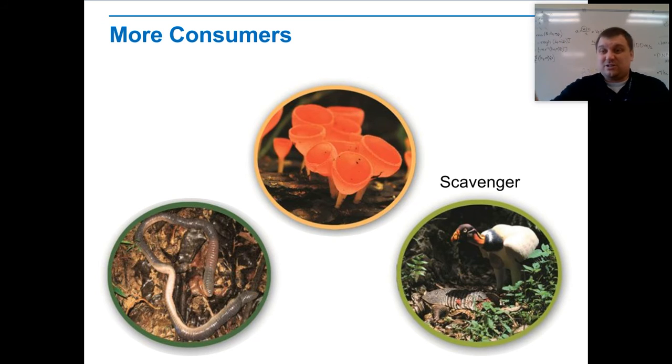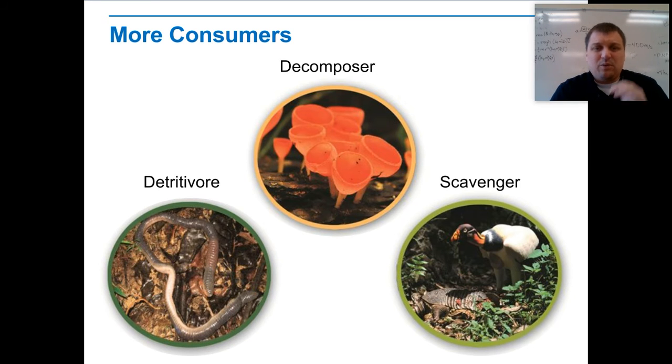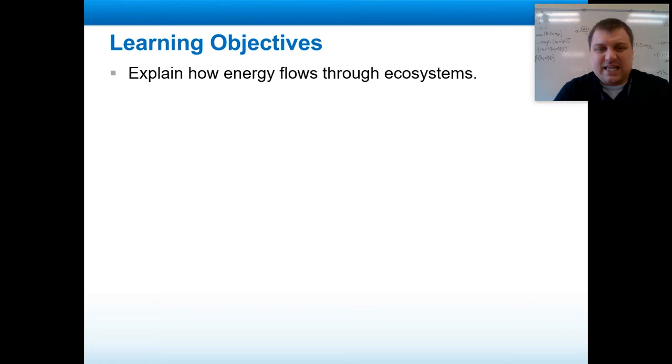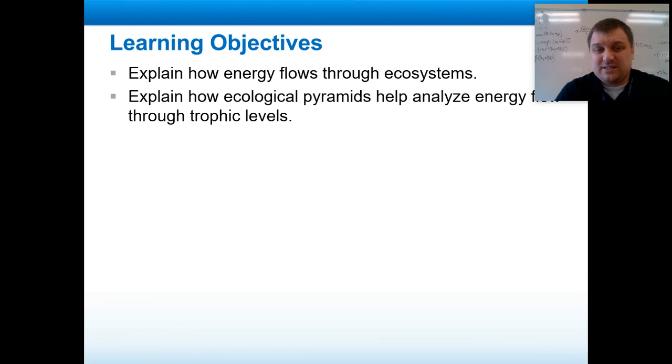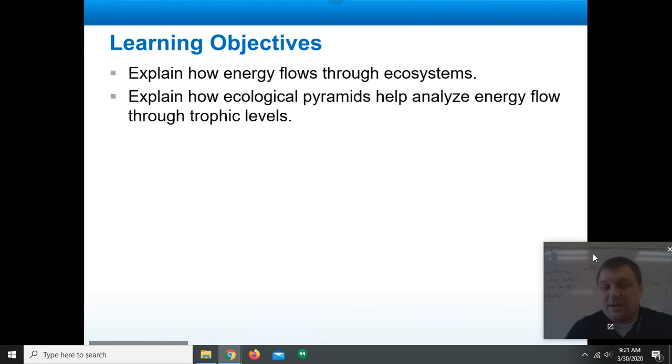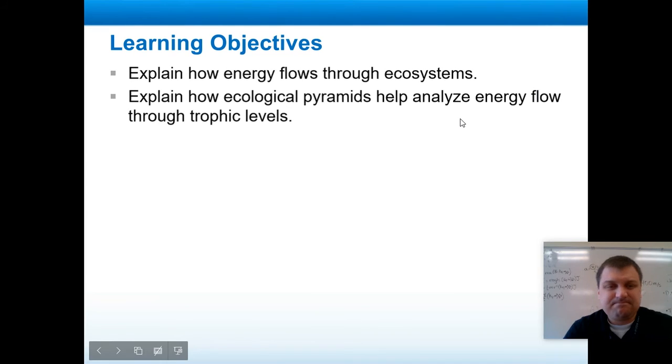Then it can go through these detritivores, scavengers, or decomposers and get brought back into that system. What we notice is energy doesn't follow that. Energy will flow through a system. It does not get recycled. And so we'll look at how energy will flow through an ecosystem, and how we analyze this using what we call energy pyramids.